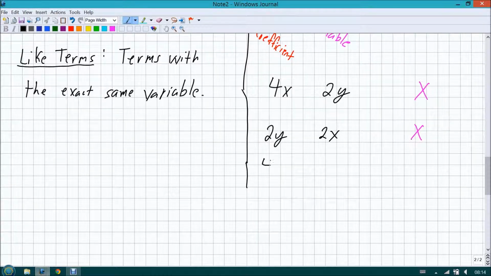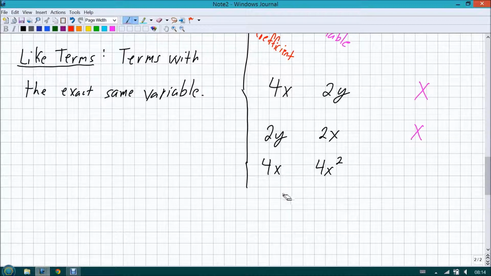Let's try 4x and 4x squared. Aha, you might say. These must be like terms. Look, they both have x's. Yay! They are not like terms. What do you mean they're not like terms? Well, when it says the exact same variable, they mean the variable and its power.